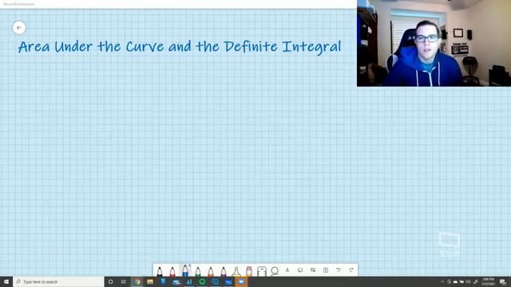Hello, everyone. All right, so today we are going to combine two things we've been doing that I've tried to get you to see the connection in the discussions. We're going to tie together area under the curve and the definite integral. And I'm guessing some of you have kind of caught on that the definite integral is a way to find the exact area under the curve.